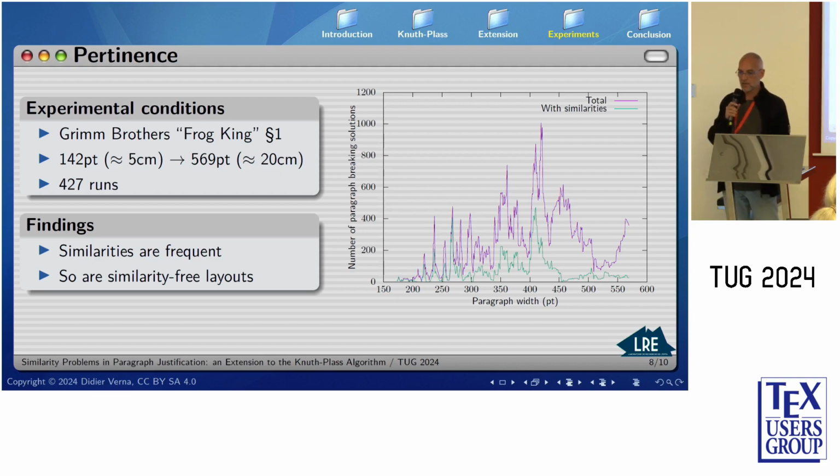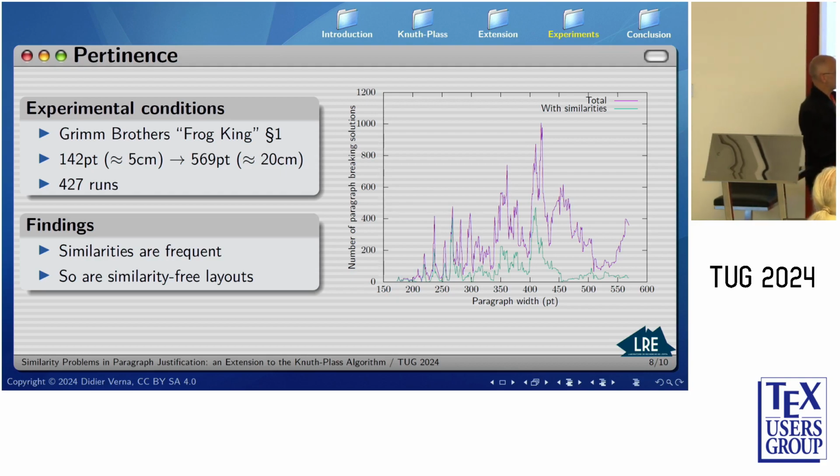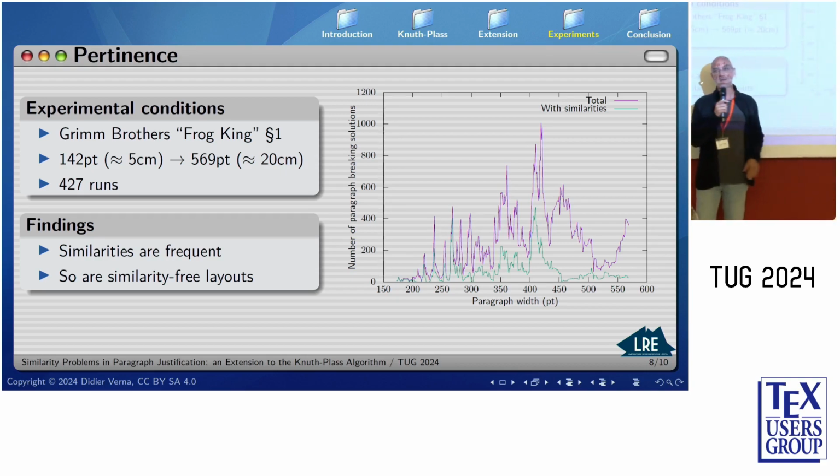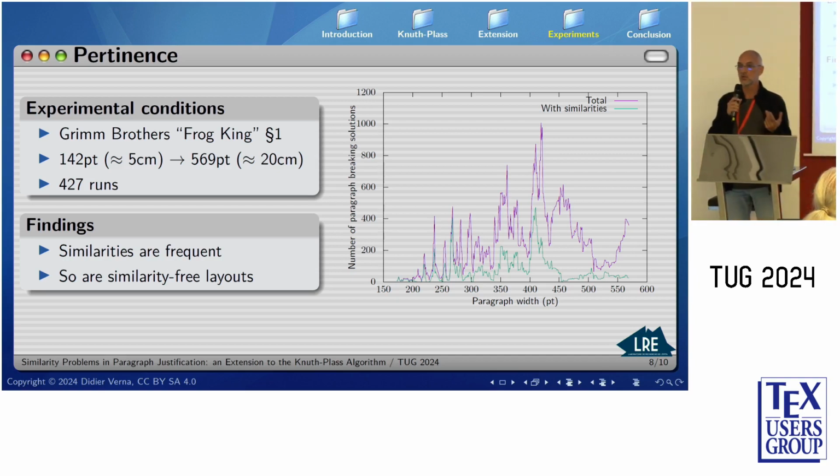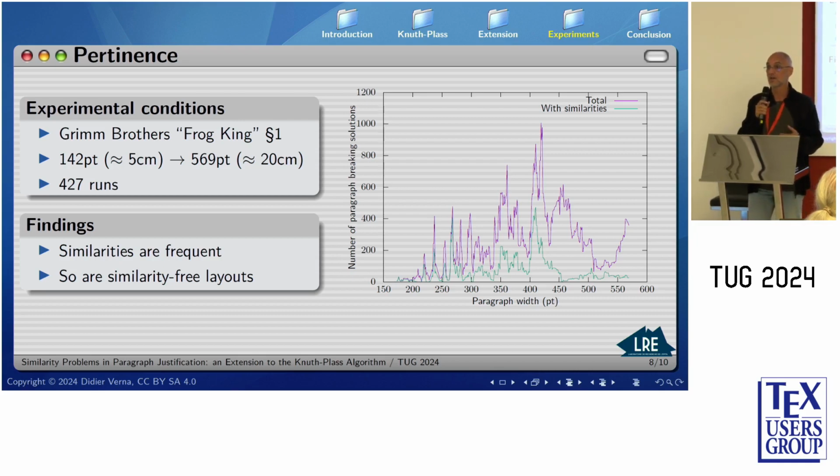Slightly more interesting is when you look at the green curve: you notice that it's almost never zero, which means that solutions containing similarity problems are extremely frequent in paragraph formatting.